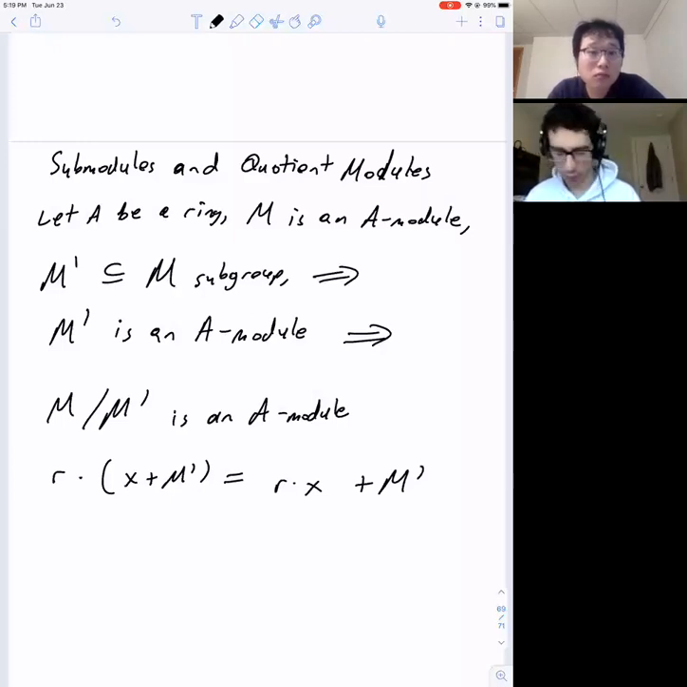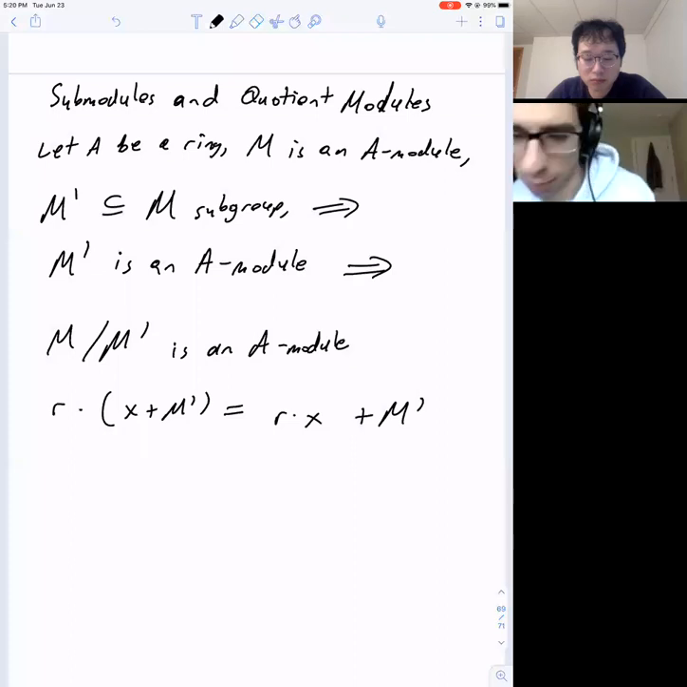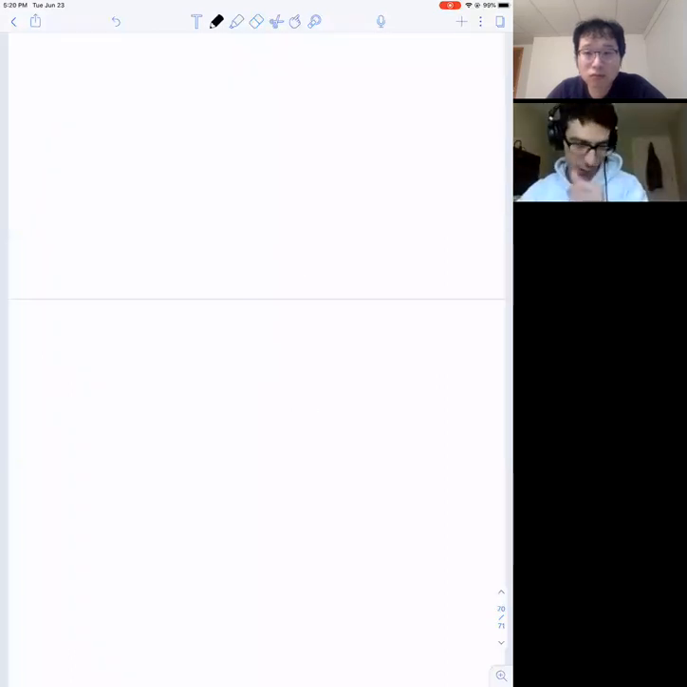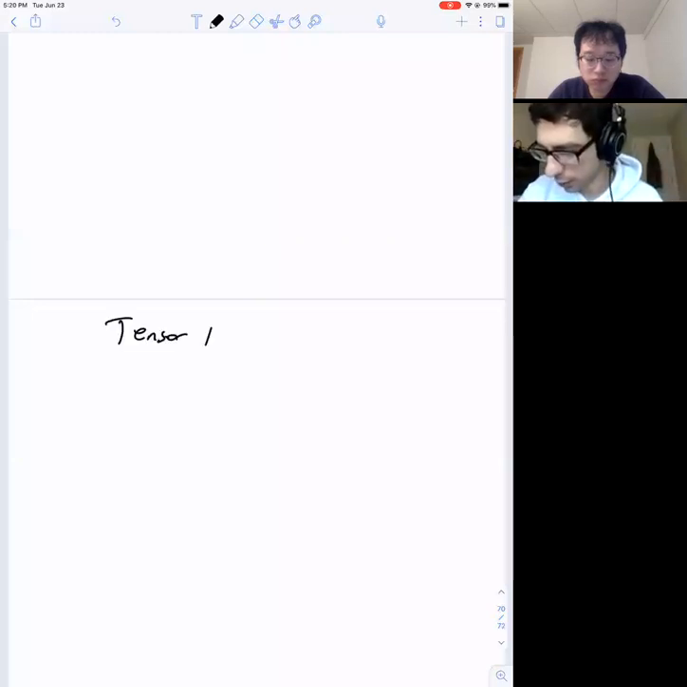So we gave you some examples of modules. We gave you 2 examples of how to get more modules from modules you started with, submodules and quotient modules. So let's skip to one of the most important and most fundamental modules in math. And this is not just for algebra, but this is fundamental in many branches of math: topology, number theory, etc. So what I mean is the tensor product.